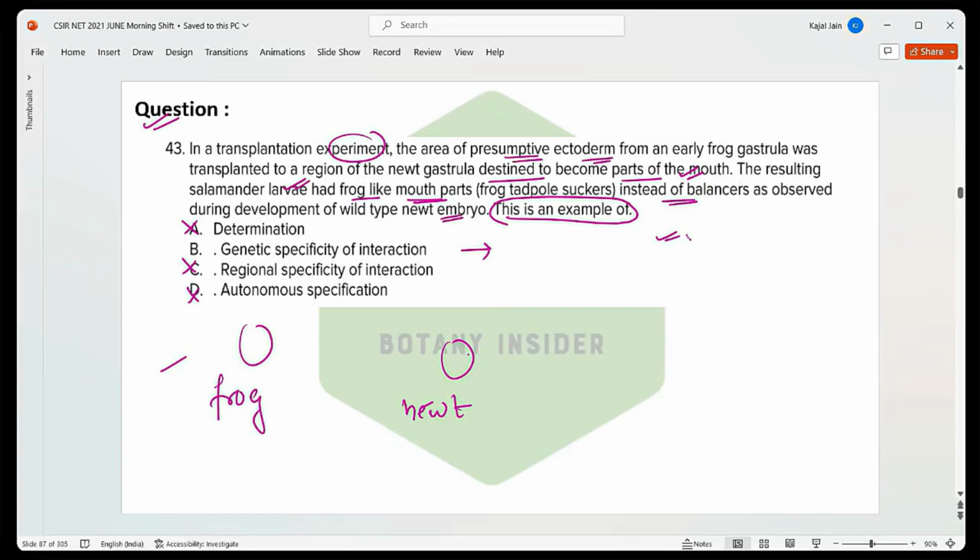Even after moving to some other area in the new organism, it is still forming frog-like mouth parts. That is, it is still forming the same genetic content which it had to form in the previous one. So it is a type of genetic specificity of interaction. Those of you who were there in the class when we discussed all these things, we learned about this genetic specificity also. There was one small piece of information which I shared about it, and the question is from that similar concept. Remember, B is the correct answer.